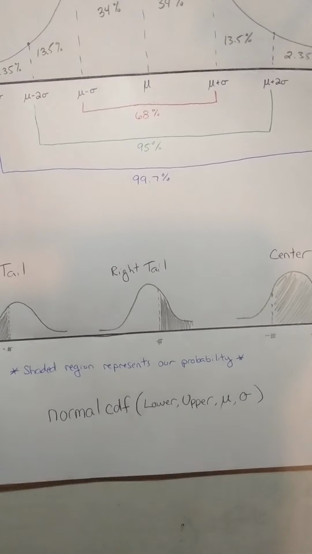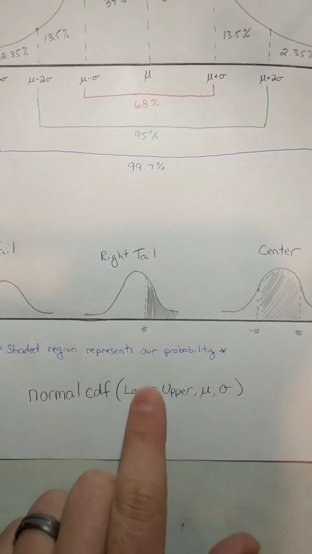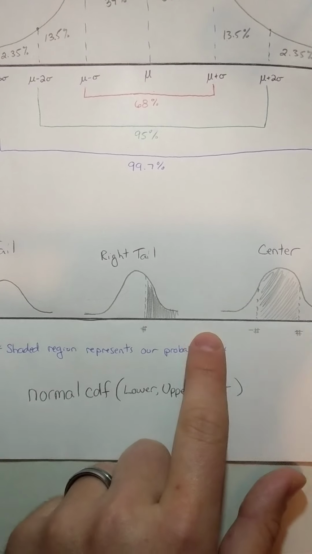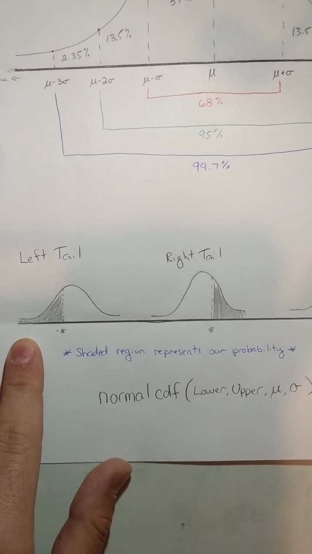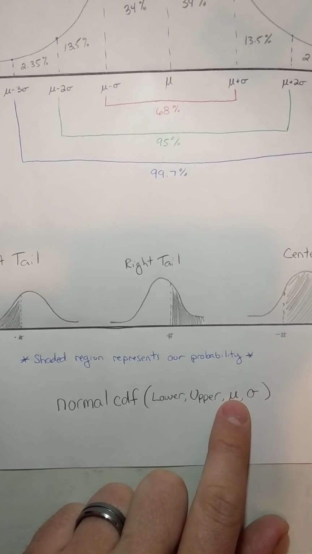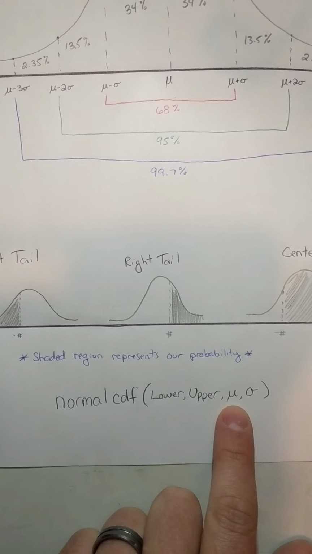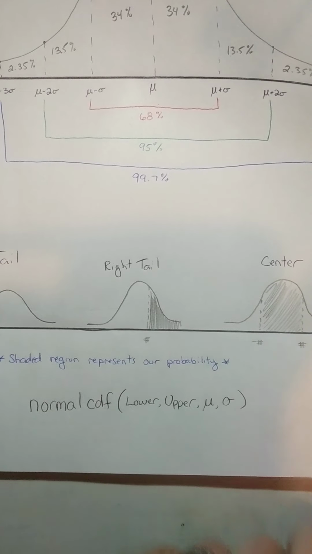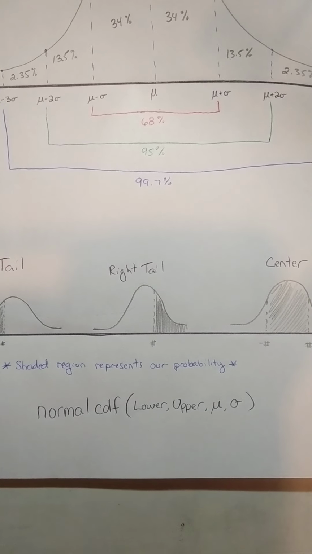So if I did the normal CDF and I typed in my lower and my upper bounds, so that would be the numbers or the infinity, which is a really big positive number, or the negative infinity, which is going to be a really big negative number, then I plug in the mean and standard deviation given in the problem, hit enter, and it will kick back the percentage that this shaded region represents.